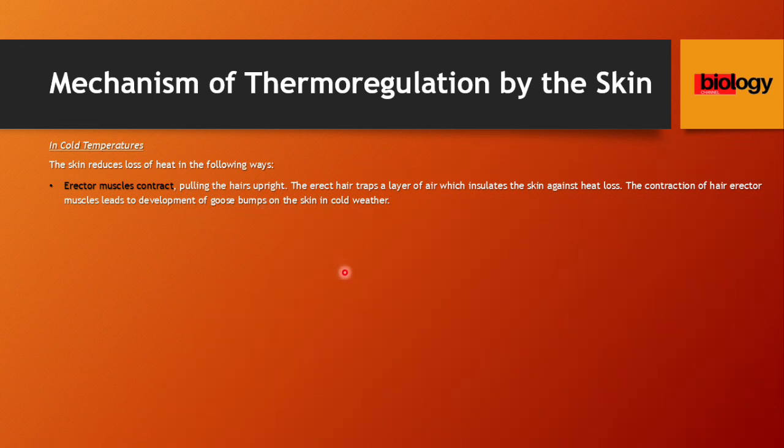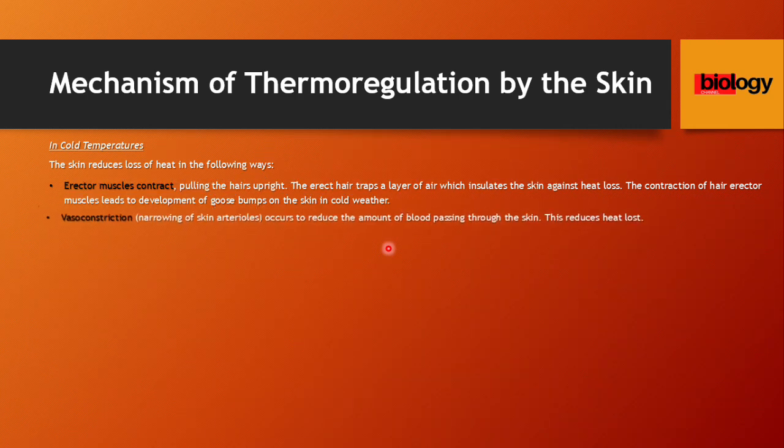So when it is cold, the erector muscles will contract, and when they contract, they will cause the hair to be upright, okay, when it's cold. And this erection of the muscles will cause goosebumps on the skin when it is cold. So that's the first thing that happens when you're feeling cold. That's how the skin reduces loss of heat.